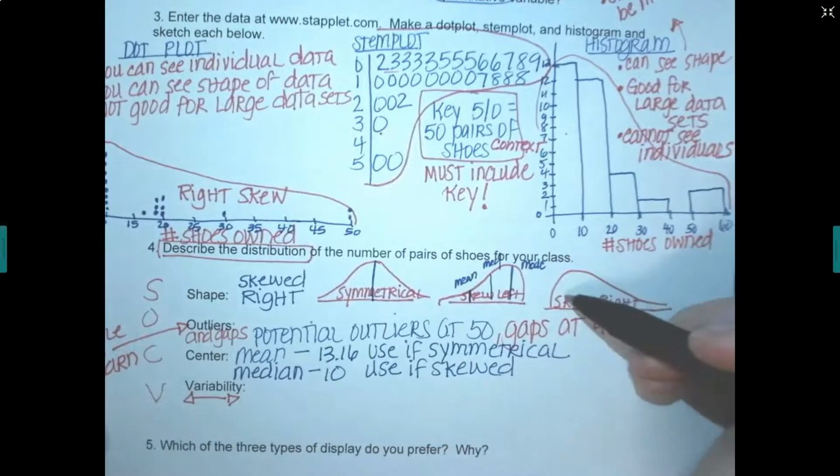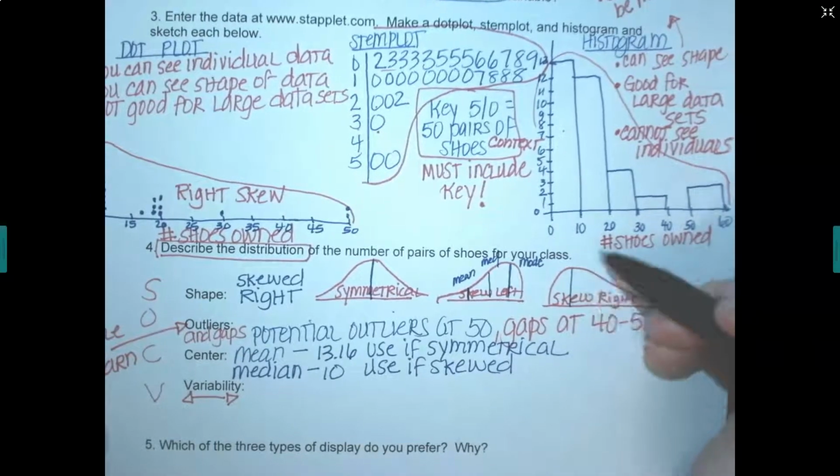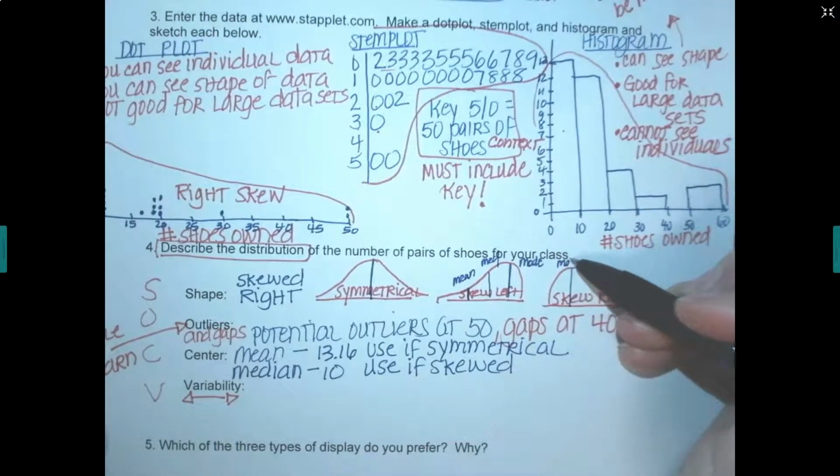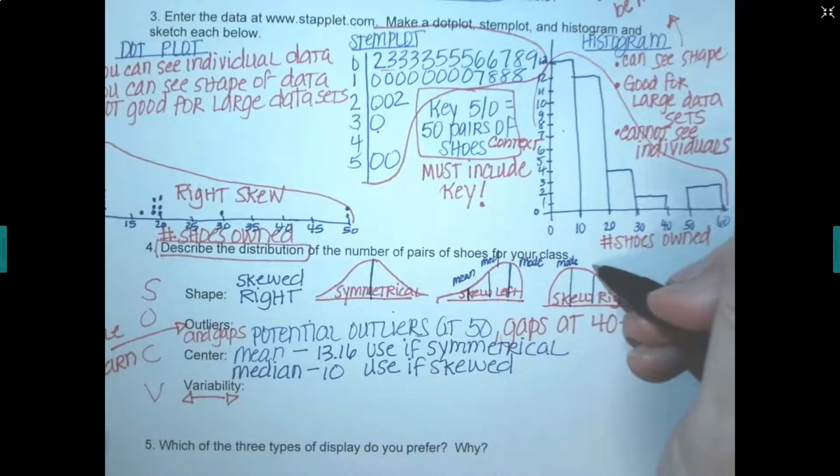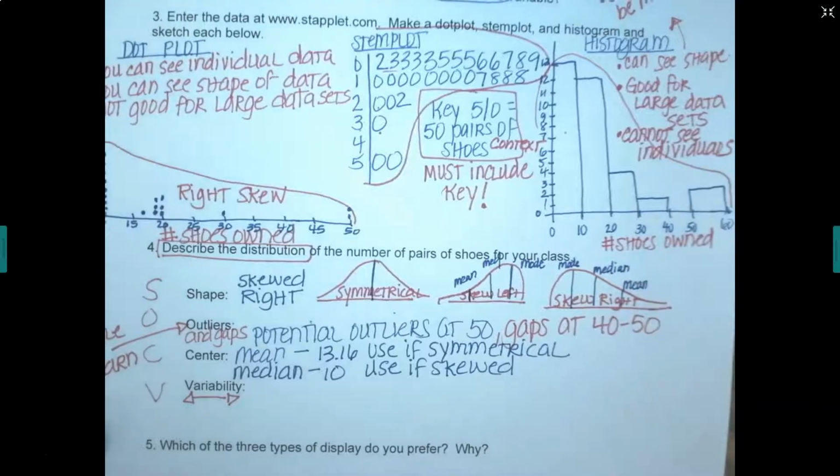Okay? If I look at my skew right, the tallest part, that's my mode. The mean gets pulled furthest to the right in this case, and the median gets pulled right, just not as much. Okay.